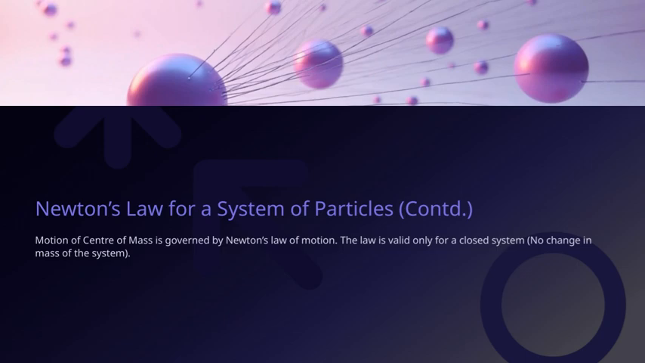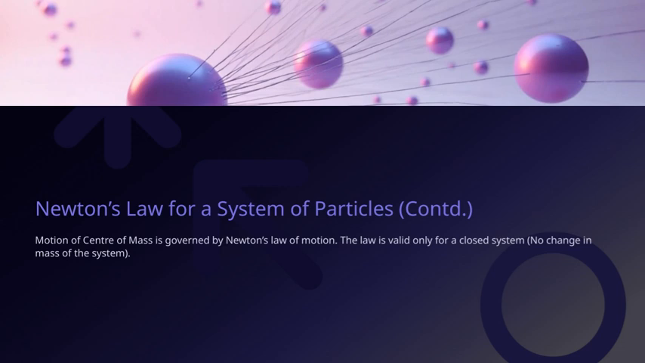Remember, the key idea here is that the motion of the system's center of mass can be analyzed independently of the internal forces acting between particles, provided the system is closed. This simplifies complex problems significantly and helps us understand the overall movement of the system in a more manageable way.